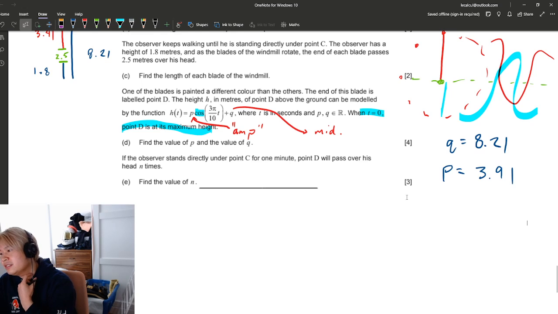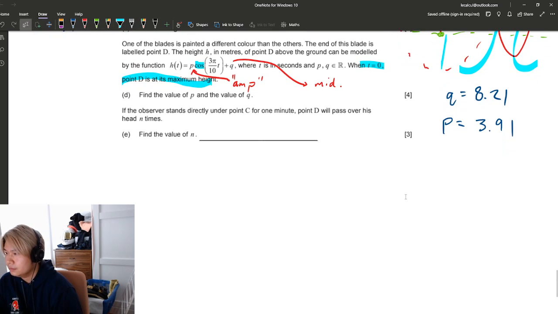Now, if the observer stands directly under point C for 1 minute, point D will pass over his head n amount of times. Then we need to find the value of n. So we need to find out how many times this thing is going around, and that is related to here.